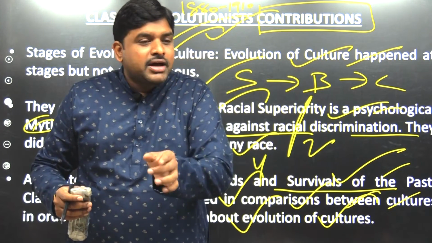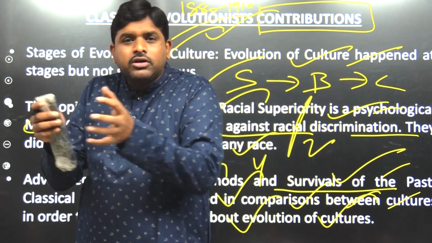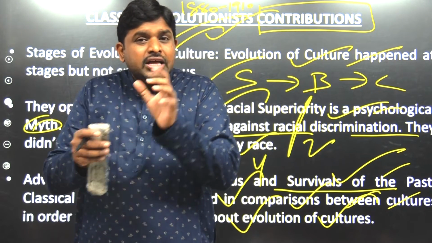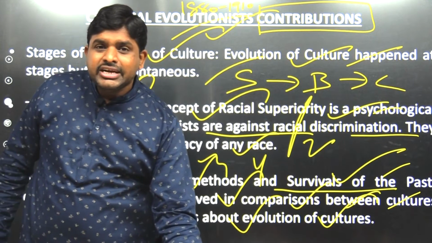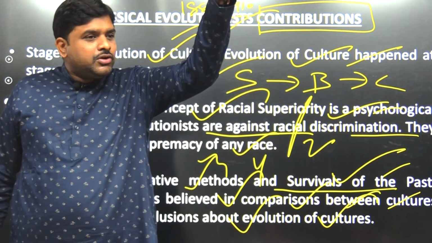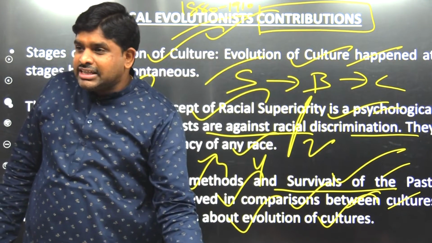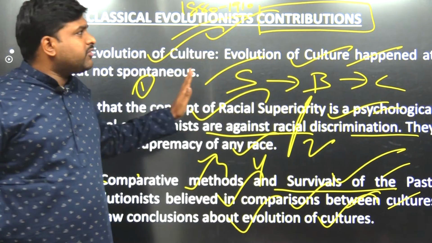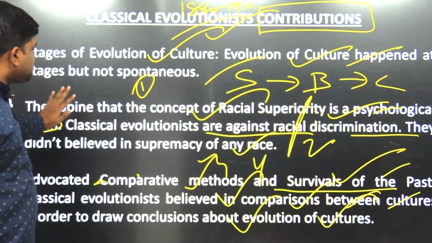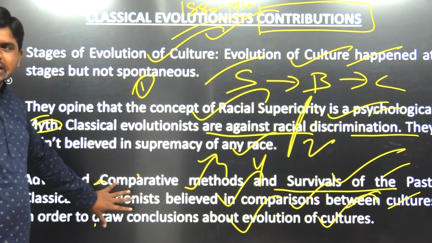Survivals of the past. So why? Because they are in a legal bond, in a social bond. There is some advantage. So these people want to tell that what is present in our past is also present today. What is present in the past is also present today. Survivals of the past. These are the 4 major contributions given by the classical evolutionists.